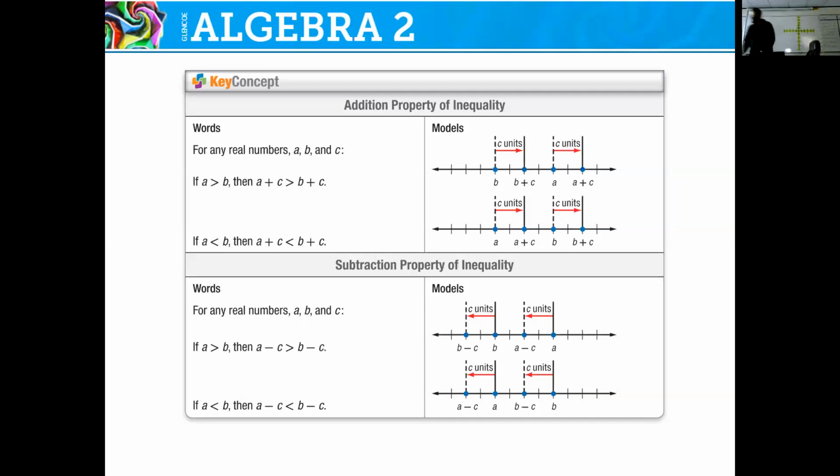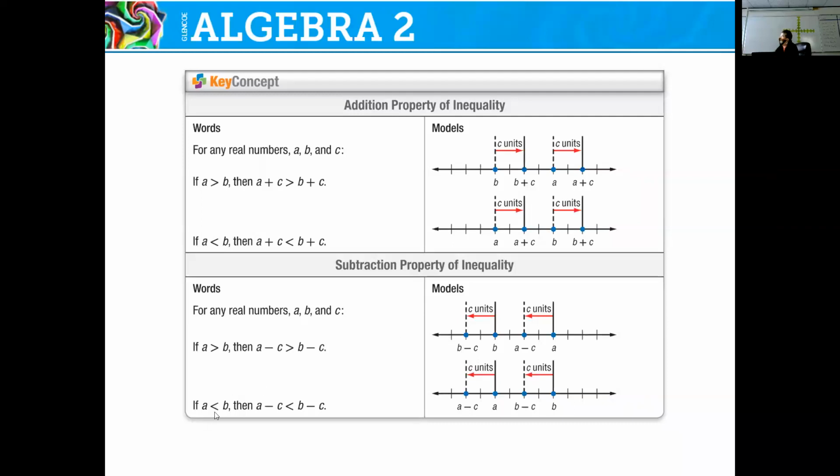Okay, now the subtraction property of inequality. For any real numbers A, B, and C, if A is greater than B, then A minus C should be greater than B minus C. And we can use those same exact numbers. So again, we have a number line here. A is farther to the right, so it is greater than B. If we take away C units, you can see that A minus C falls to the right on the number line from B minus C.